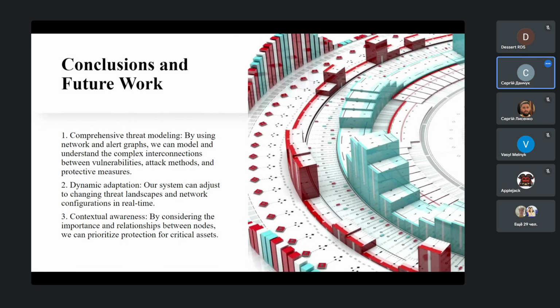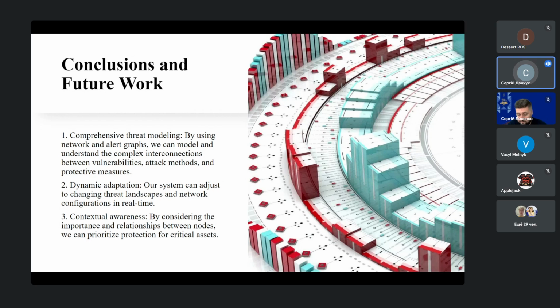Conclusion and future work. In conclusion, our graph-based method for detecting cyber threats in a real-time system offers several significant advantages. Comprehensive threat modeling. By using network and alert graphs, we can model and understand the complex interaction between vulnerabilities, attack methods, and protective measures.